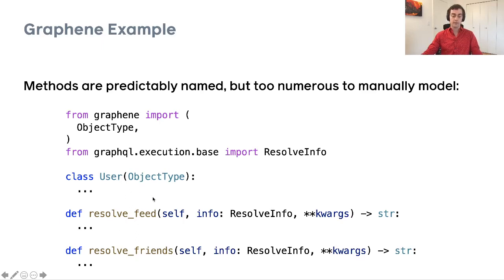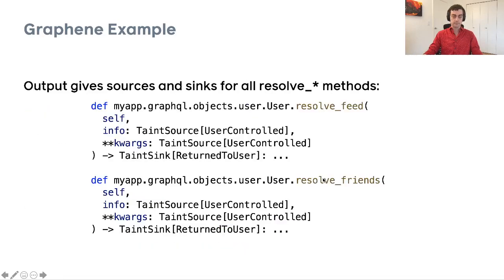So if you query feed on a user, it'll look for resolve underscore feed, and then it'll pass the data that you provide into the kwargs argument here. Similarly, if you query friends on a given user object, it'll look for resolve underscore friends and pass the data you provide into the kwargs argument here. Imagine we have a system with hundreds of these objects and dozens of these resolve functions on any of those objects. Obviously, that's going to be way too much to write models for manually.